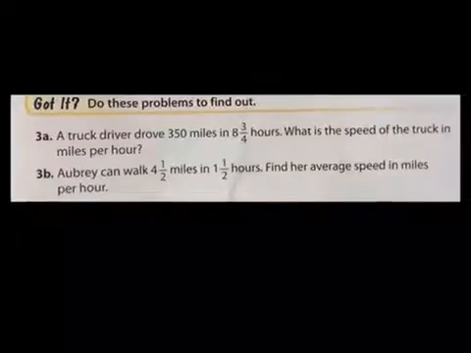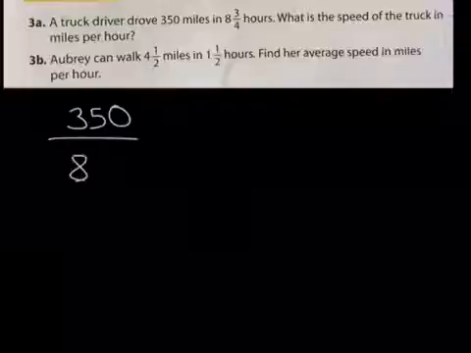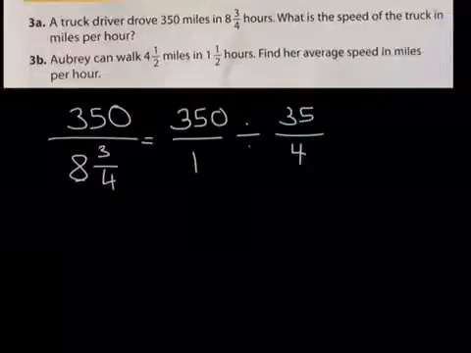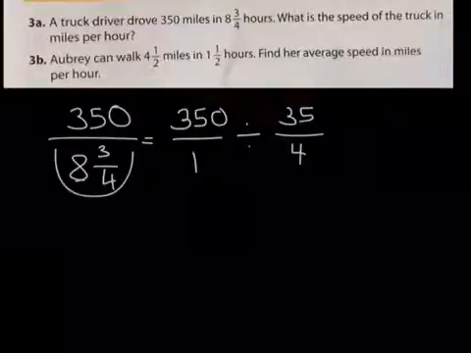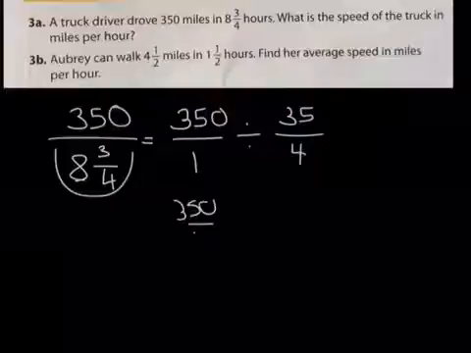Okay, I think we're ready to try some word problems. A truck driver drove 350 miles in 8 3/4 hours. What is the speed of the truck in miles per hour? Okay, so I went ahead and wrote our complex fraction into a division problem by also putting the 350 over 1. Now I'm going to look for the multiplicative inverse, which is 350 over 1 times 4 over 35.